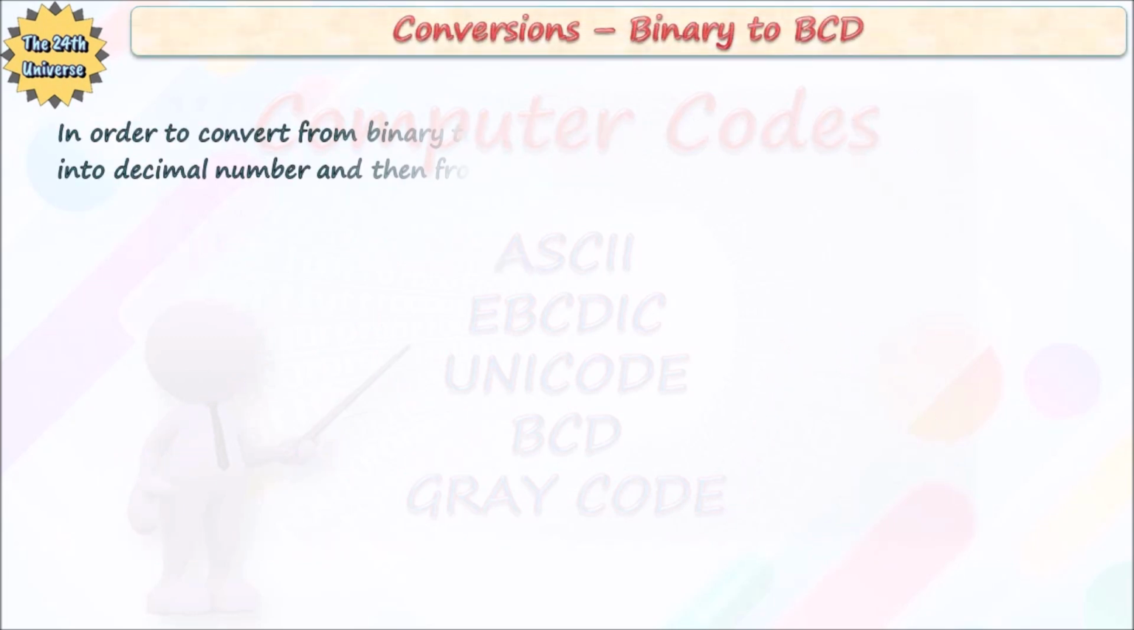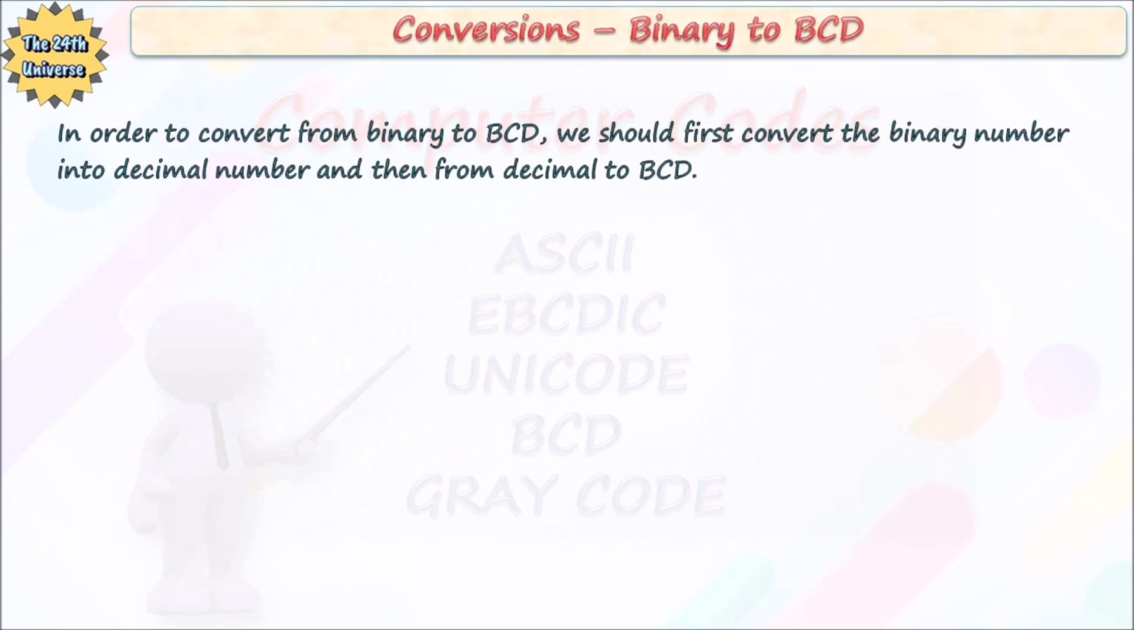Binary to BCD code. In order to convert from binary to BCD, we should first convert the binary number into a decimal number and then from decimal to BCD. To convert binary to decimal, I have done a video, just watch it, whose link is in the description below. And we just discussed how to convert from decimal to BCD. So let us directly see an example.